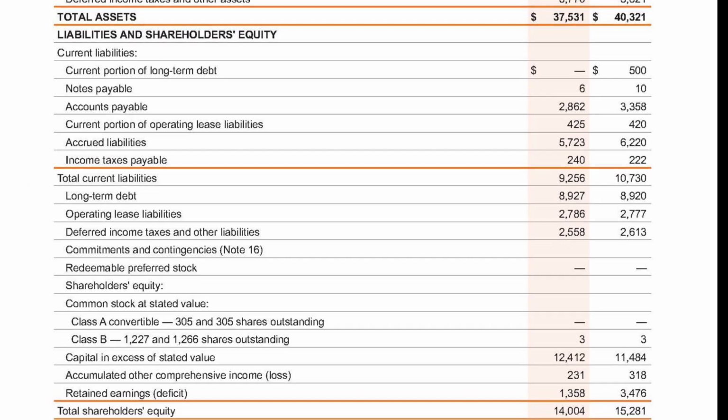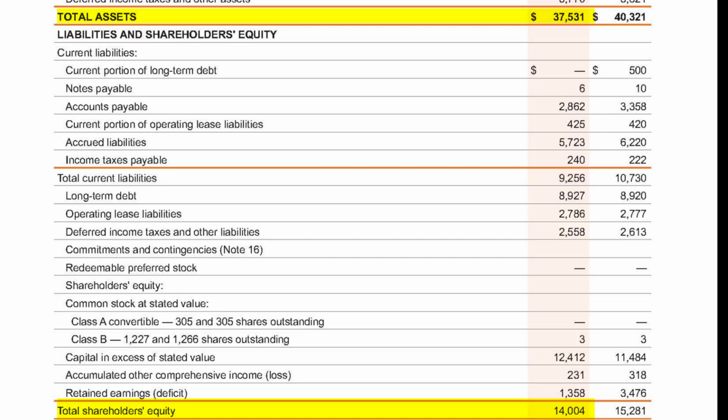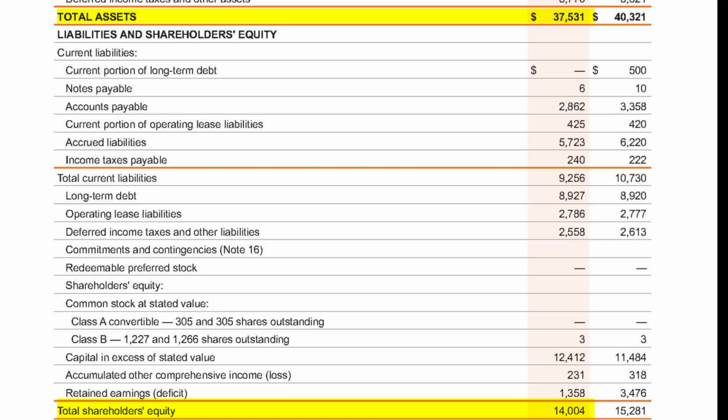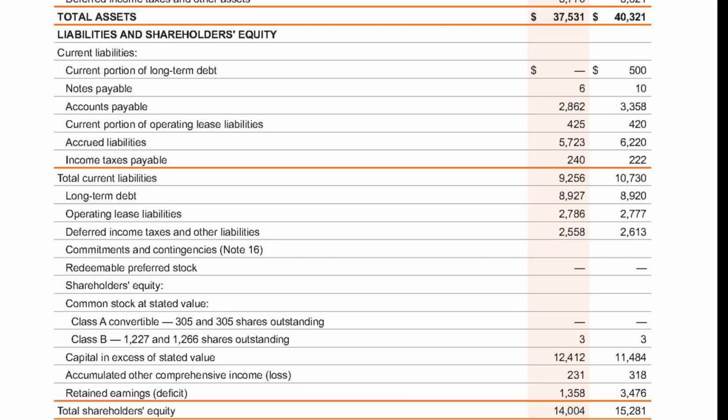We can quickly work out Nike's total liabilities by subtracting total shareholder equity from total assets. If you watched my video on the balance sheet, you will know that assets equal liabilities plus shareholder equity. So if we rearrange that formula, we can work out that liabilities equals assets minus shareholder equity. Nike has total assets of $37,531 and total shareholder equity of $14,004. That means total liabilities equals $23,527. As is usually the case, these numbers are in millions.